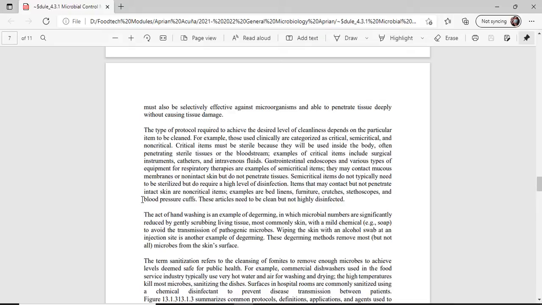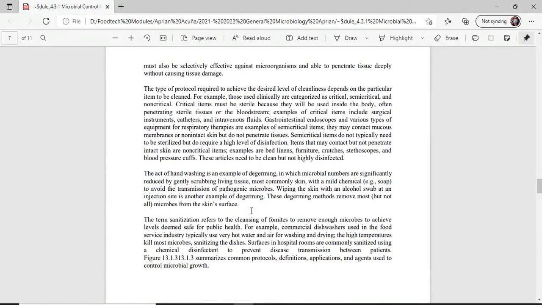Items may be in contact but not penetrate the skin, for example your bed linens, tray, furnitures, crutches, stethoscopes and blood pressure cuffs. These articles need to be clean but not highly disinfected. And the act of hand washing, for example, is degerming.